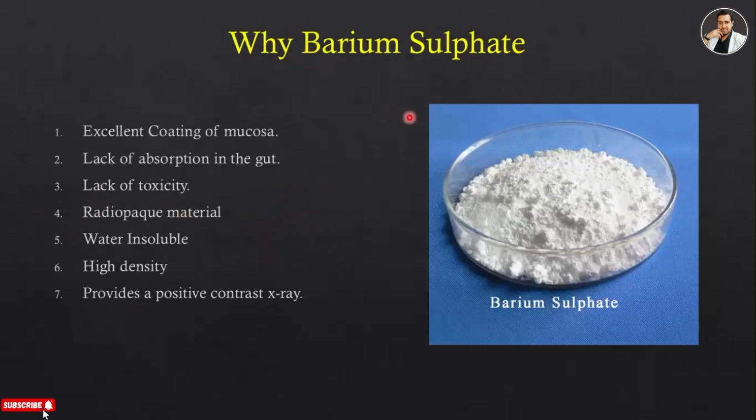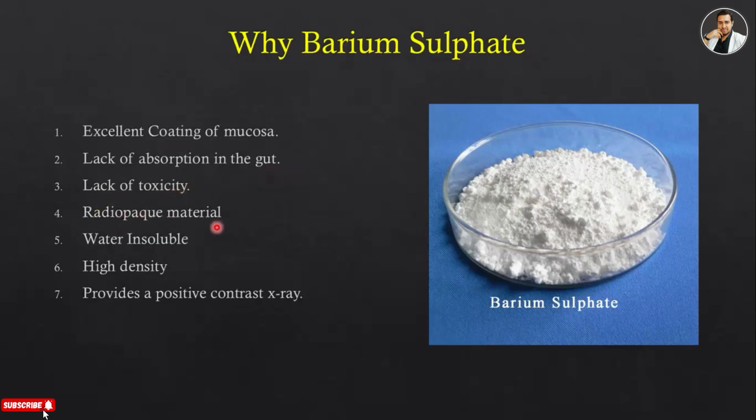And why is barium sulfate powder used for this examination? You can see that this is the barium sulfate powder. It's like some kind of flour. Barium sulfate powder has the ability of excellent coating of the mucosa. So barium sulfate can coat our mucosa, which is a layer of our GI tract. It can coat excellently, and there is lack of absorption in the gut, so it takes time to absorb in the gut, and lack of toxicity.